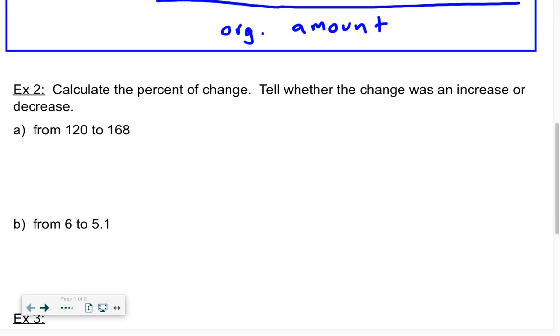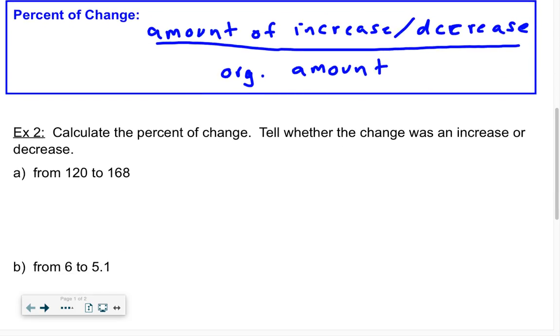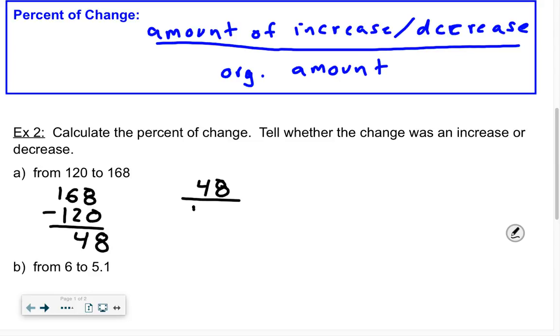Let's go ahead and calculate that actual percent of change. Now again, the formula tells us that it is the amount of increase or decrease. So what we want to do is find the difference first, the difference between 168 and 120. I would always just put the bigger number first, that way you stay away from the negatives. Difference between those two is 48. And that's going to be our numerator. What's the original amount? Yeah, it's the beginning amount, 120.